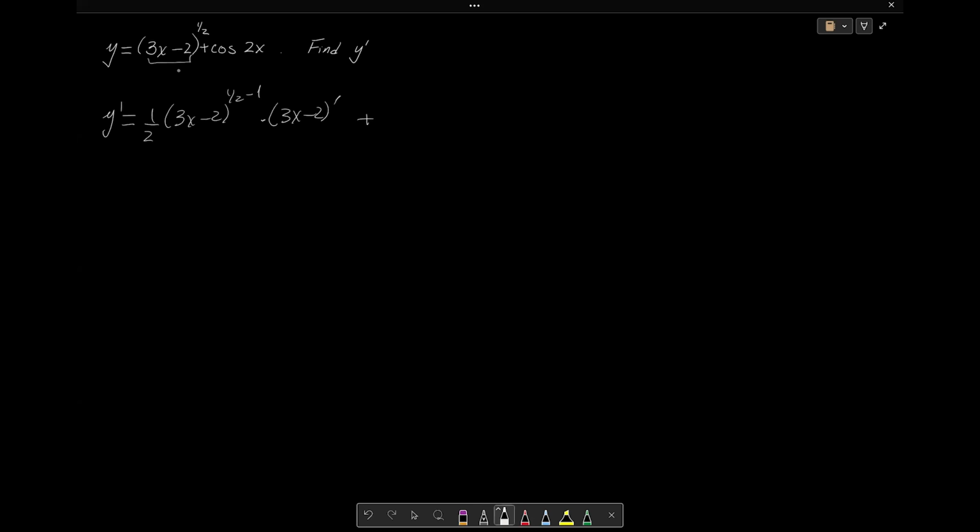Plus derivative of cosine 2x. Well, the derivative of the cosine is negative the sine. Now, because we have 2x here, we got to take its derivative. Right? This is the same as cosine u prime is negative sine u prime. If you consider the 2x as u, there it is.